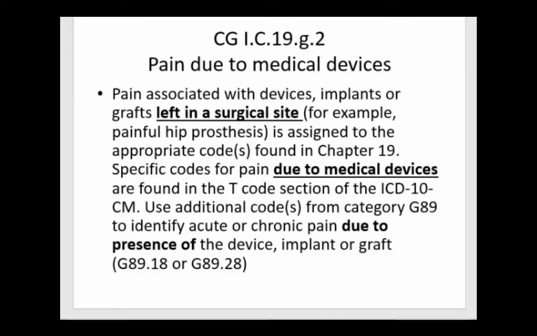The next coding guideline has to do with pain due to medical devices. If you have pain associated with a device that's left in a surgical site, for example, a hip replacement or a knee replacement, you're going to find those codes in Chapter 19. But if you are looking at codes for pain due to medical devices, that's going to take you to the T codes, and you're going to look at additional codes for the pain categories, G89, to identify if it's acute or chronic pain due to the presence of that device.